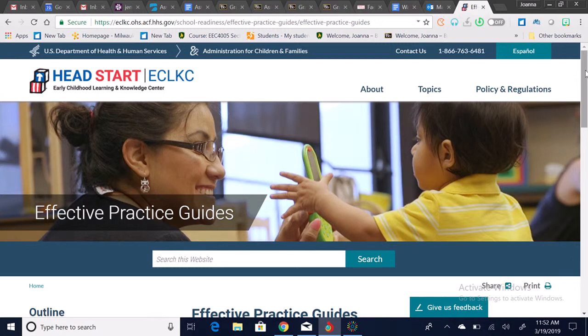It is funded through the Office of Head Start and the Office of Child Care. Most of the funding comes through the Office of Head Start, and so you'll see that there is more reference to things that are specific to Head Start, but these are things that are also relevant to anyone working within child care, early care, and education.